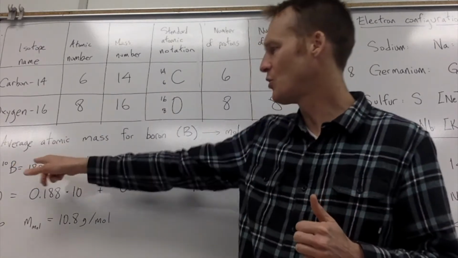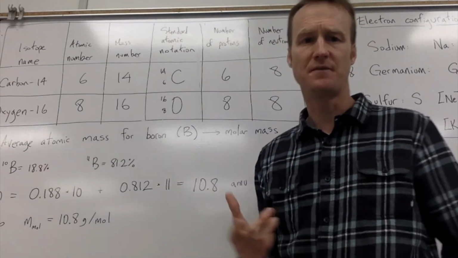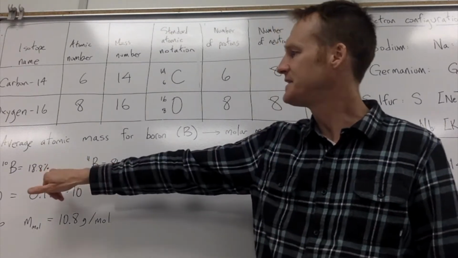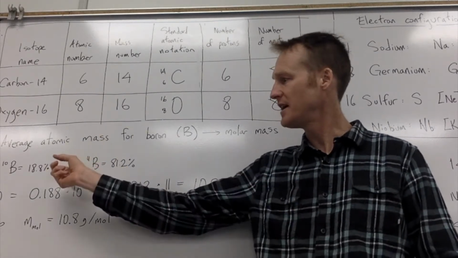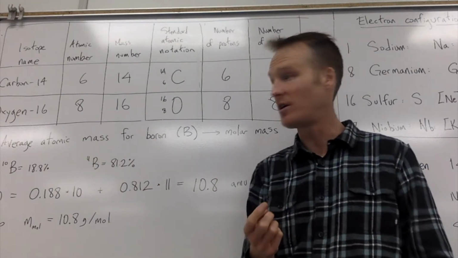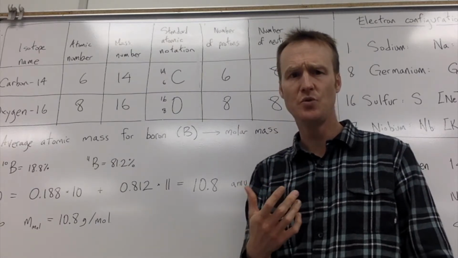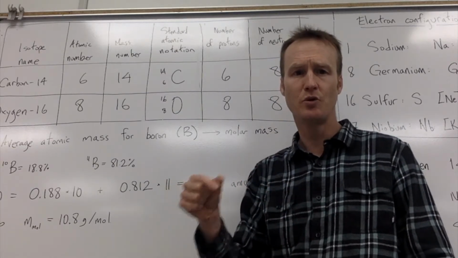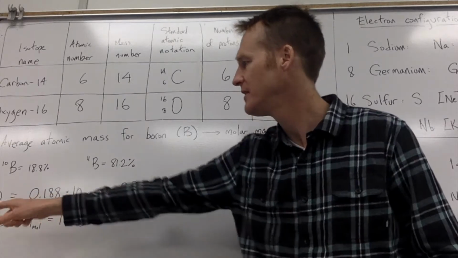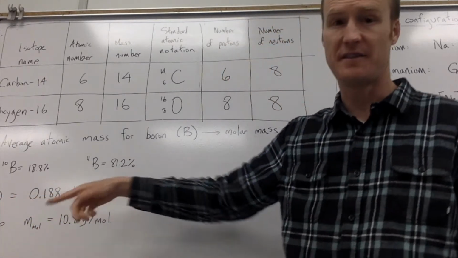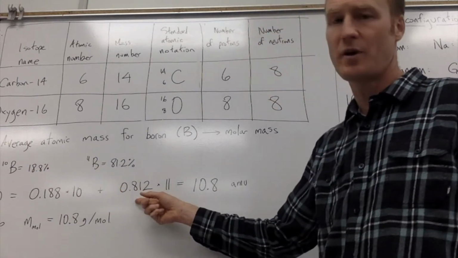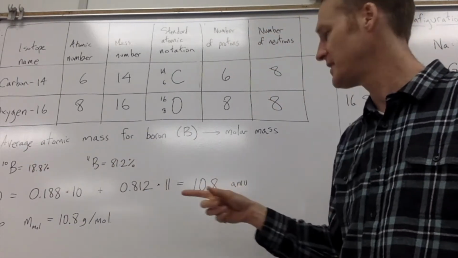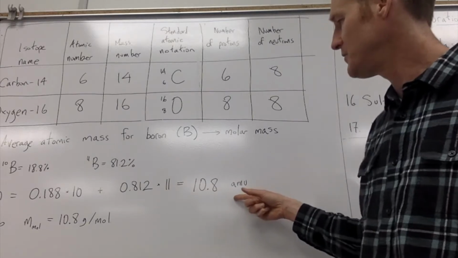Well, if you're told that in natural samples of, say, boron, 18.8 percent of those natural samples is boron-10, and 81.2 percent is boron-11, you get the atomic mass, which would go into the table, by calculating 0.188, that's your 18.8%, times 10, plus 0.812, that's your 81.2%, times 11. And that'll give you this right here.